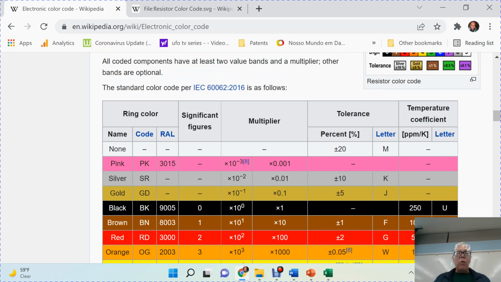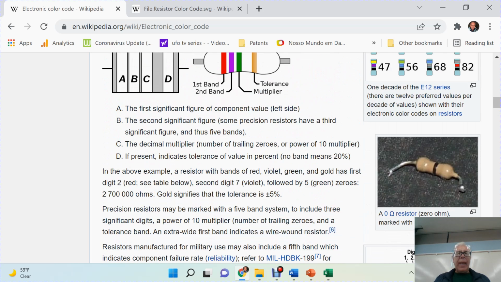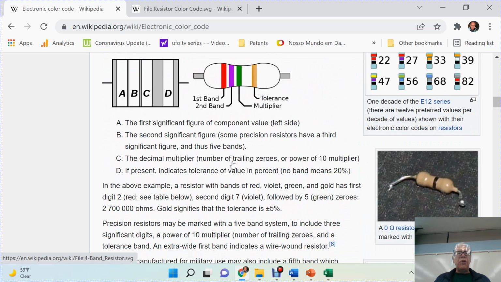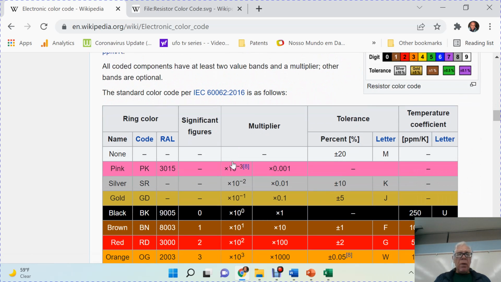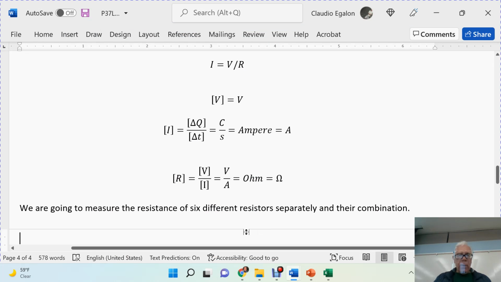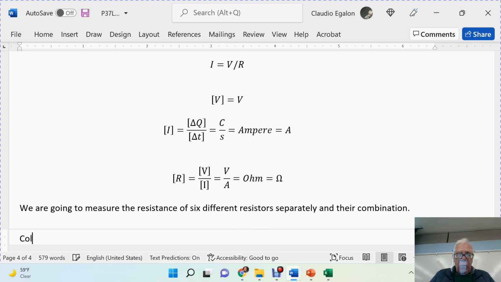Okay? So let's go to an example. We have this resistor here. First band is red. Red is which number? Red is number 2, right? So I'm going to write that down here. Color code. Resistor has the following colors.